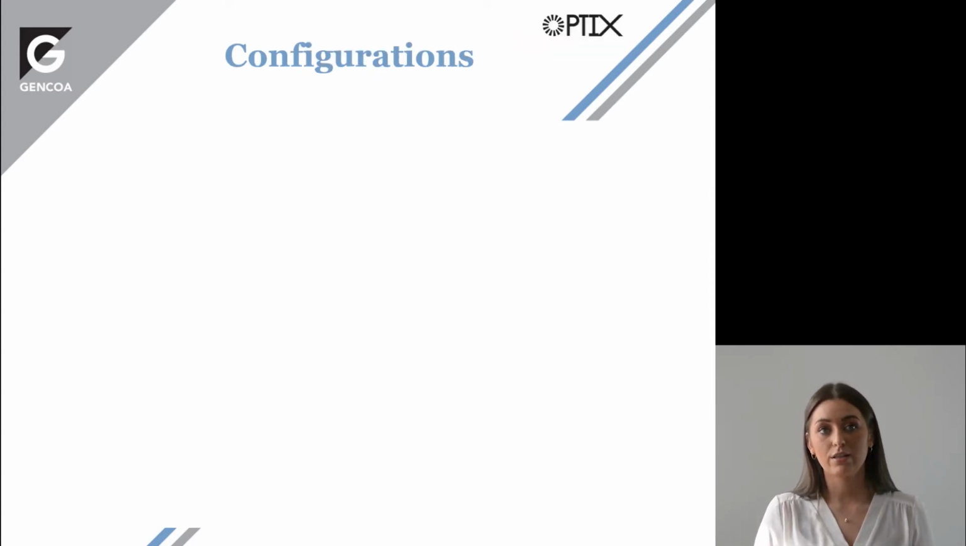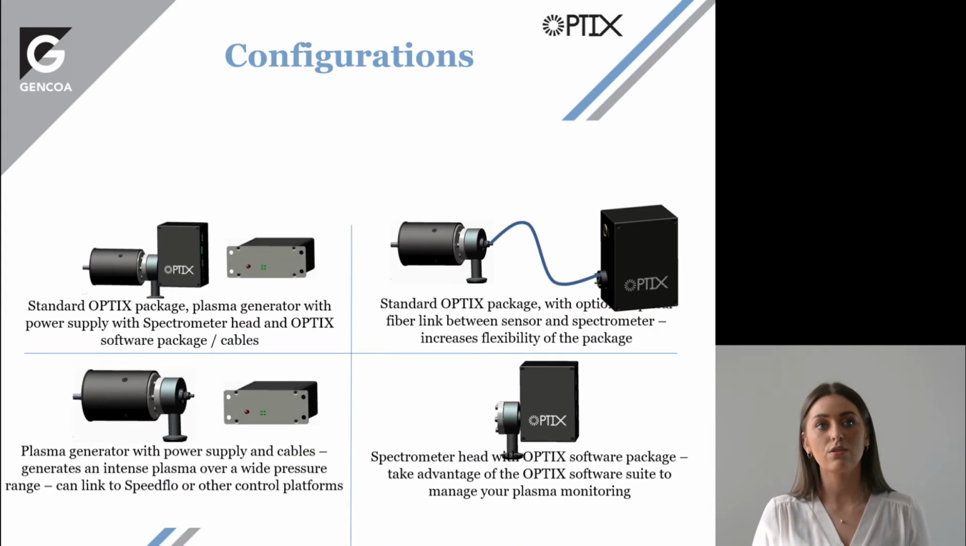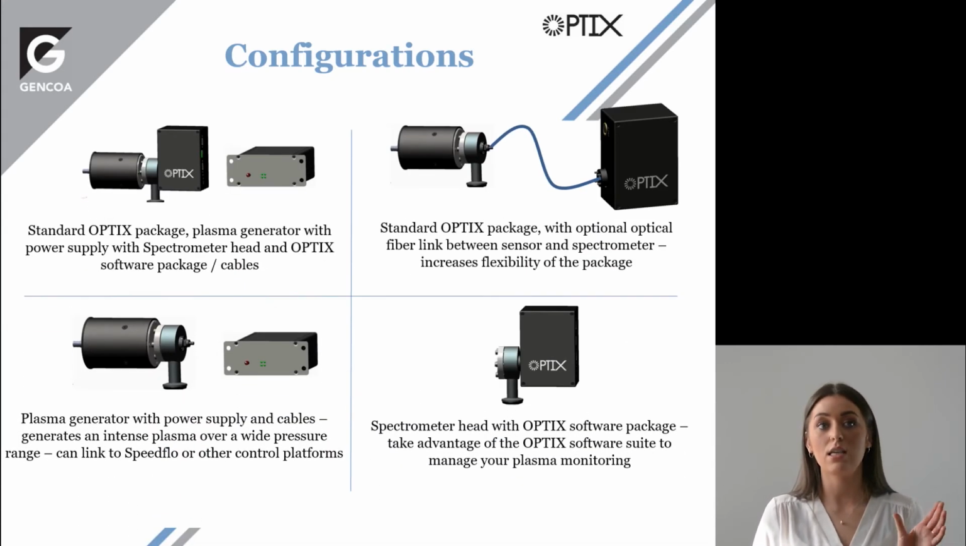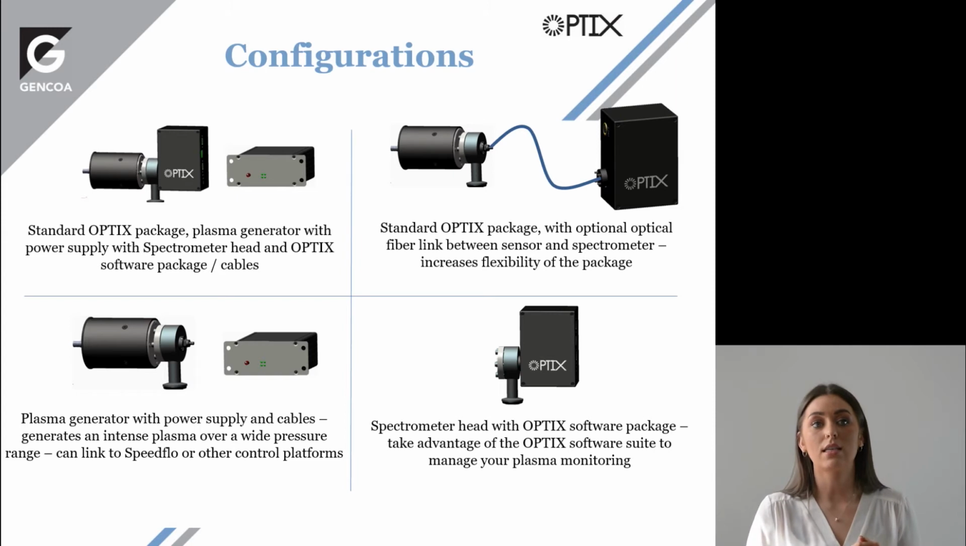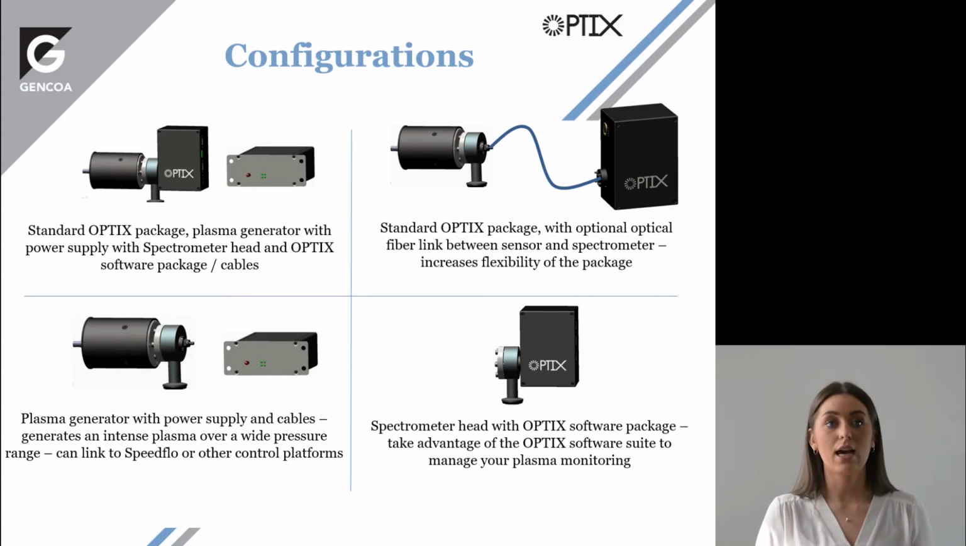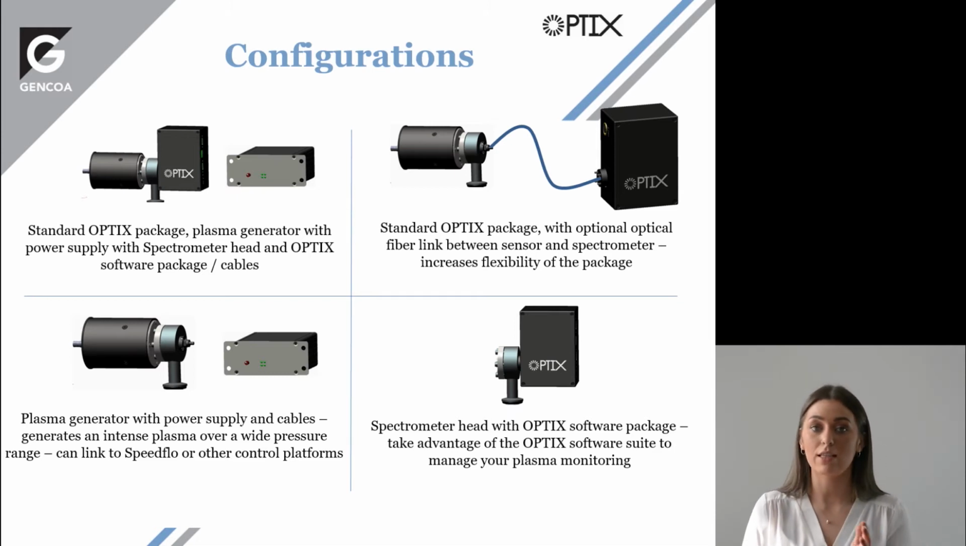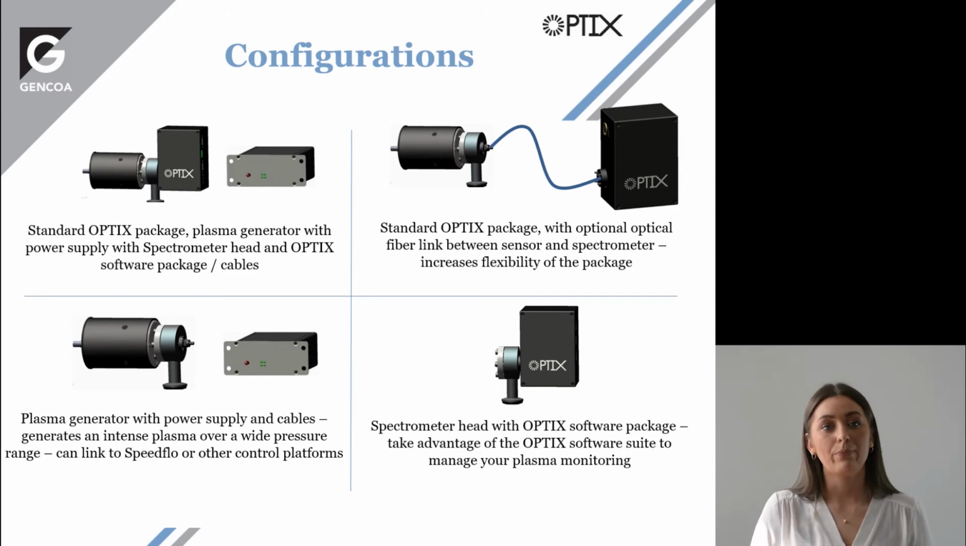So there are various configurations that you could have the Optix. So the top left is the standard package. So that is the Optix with the plasma generator, with the power supply, which is DC, but you can have DC pulsed as an option, with the spectrometer head and the Optix software package. Or you could have the standard package, but with the optional optical fiber link between the sensor and the spectrometer. So this just increases the flexibility of the package.